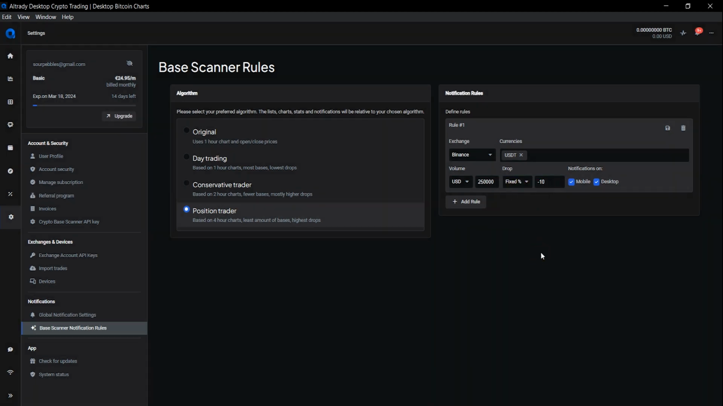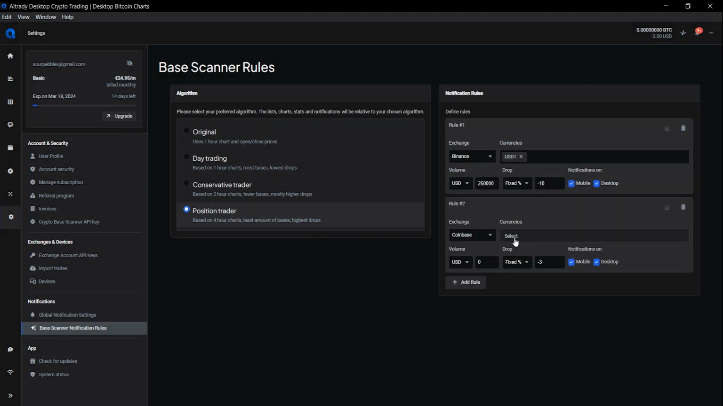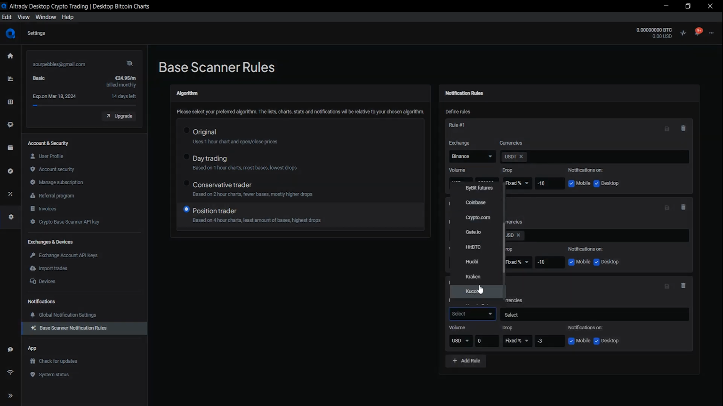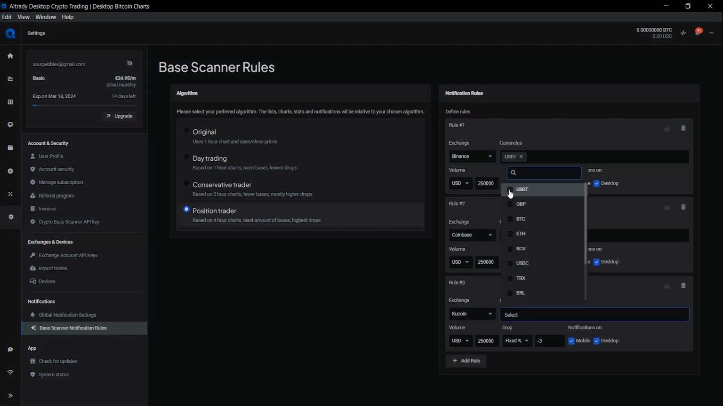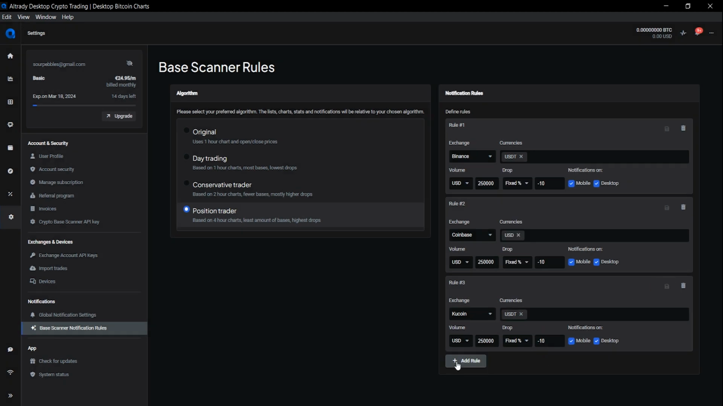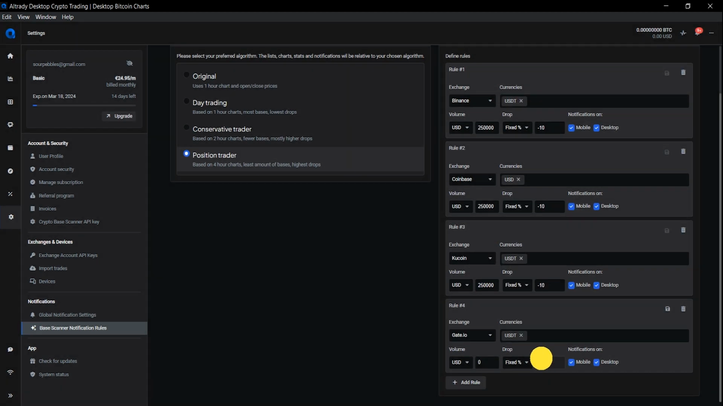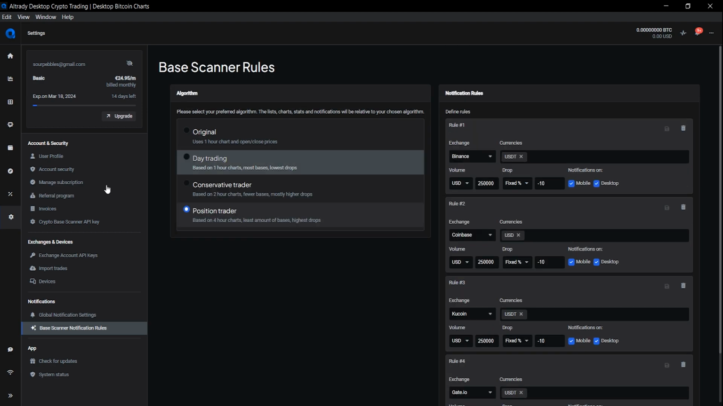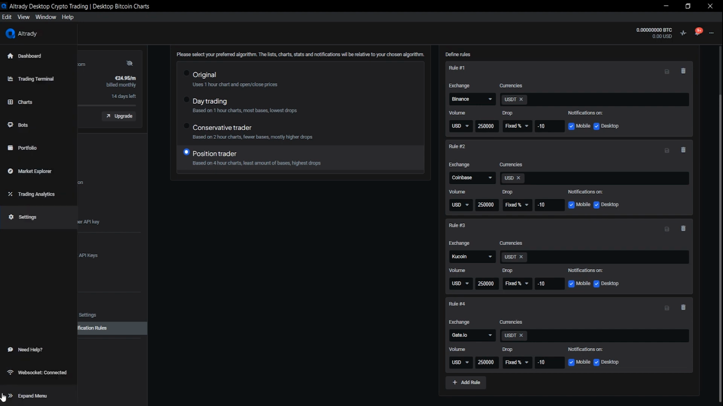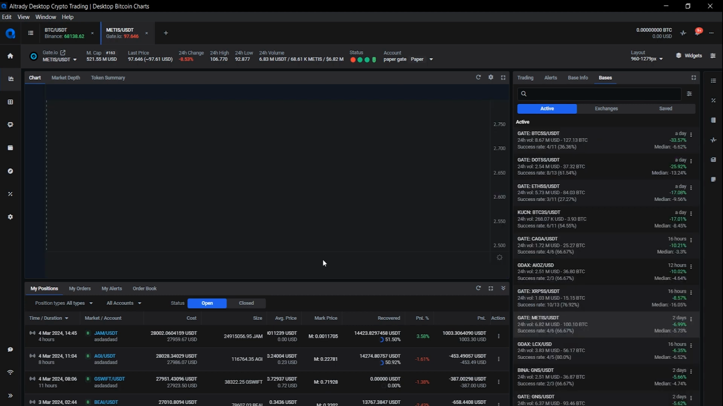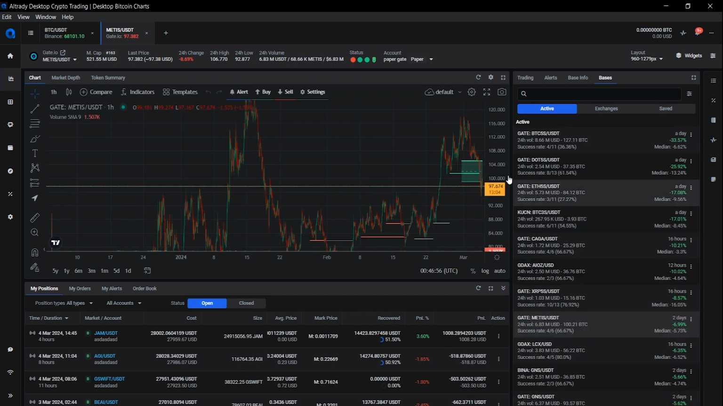5. Remember, you need to set up rules for each exchange you're interested in. Repeat steps 3 and 4 until you have rules for all exchanges you wish to be trading if you want to trade multiple exchanges. 6. Once you've enabled the base scanner notification rules, you can go to the trading terminal by clicking on the trading terminal button from the left menu and selecting the bases widget.